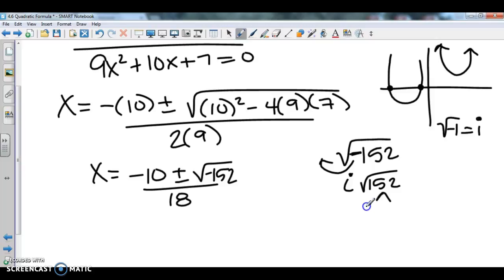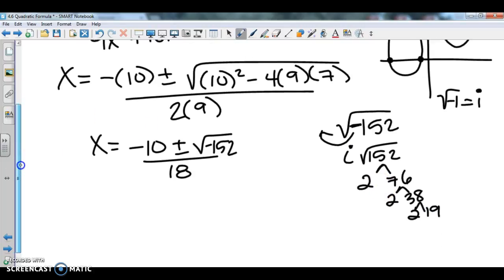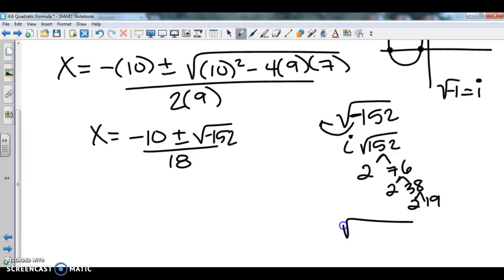So 152 breaks down into, let's see, 152 divided by 2 is 76. And then 76 breaks down to 2 and 38. And 38 breaks down into 2 and 19. And 19 is a prime number. So you have three 2s and a 19 with the i in the front. The i just says it's imaginary.